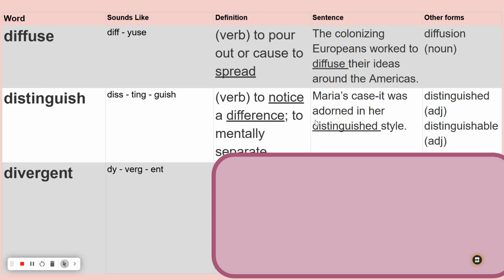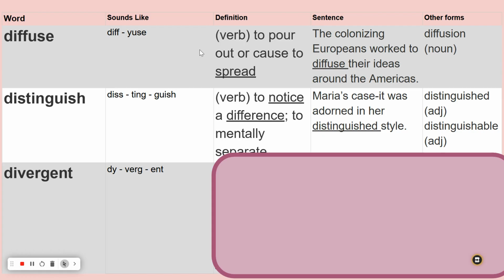You're probably going to hear this most commonly in your education in a science class or biology class when you start talking about diffusion. It's a scientific term too. Distinguish is kind of like differentiate. It means to notice a difference, to mentally separate, to tell something apart.